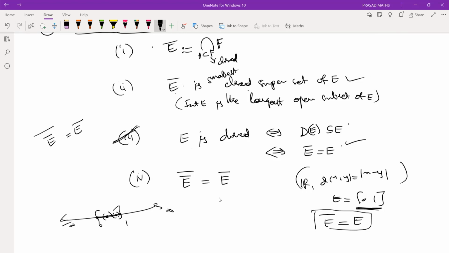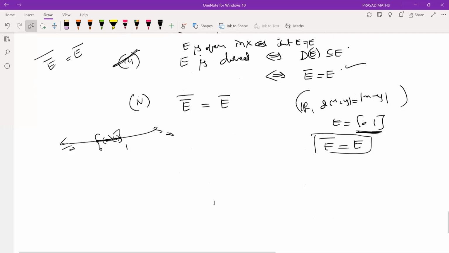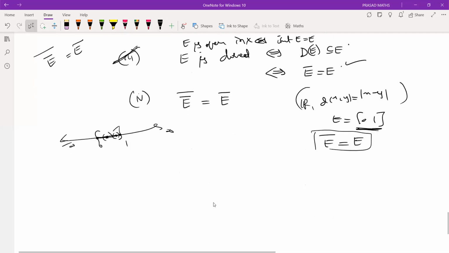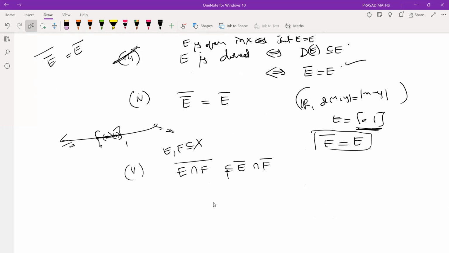Whenever E is an open set, what is the interior of E? E itself. You need to mention that. What I told you is that E is open if and only if the interior of the set is itself. Whenever E is closed, the closure of the set is itself. And fifth: E intersection F, whenever E and F are subsets of X, the closure of the intersection is a subset of the intersection of the closures. It's a proper subset; the converse may not be true.